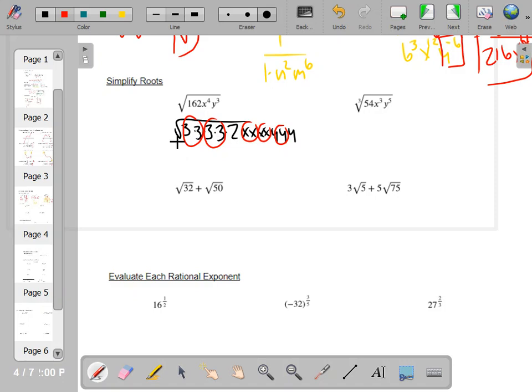A 3 can come out, another 3 can come out. That makes 9. An x can come out, another x comes out. That's x squared. A y comes out. What's trapped? 2y.